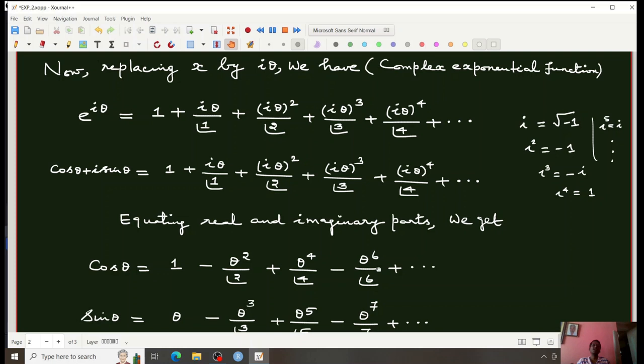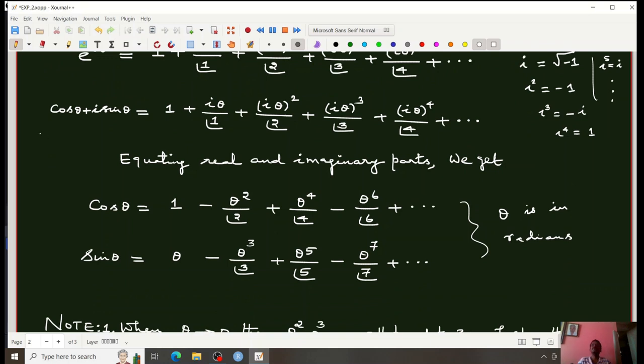So this is the value of cos theta when expressed in terms of radians. We have to remember that for both the formulas, theta is in radians. Theta should be measured only in terms of radians.